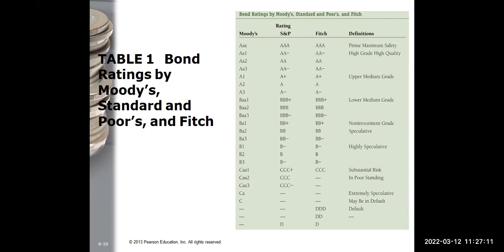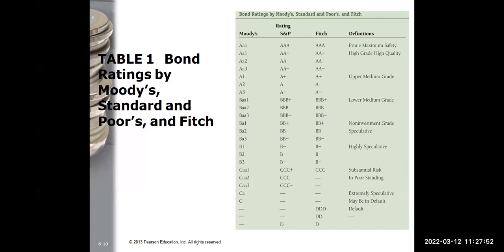For example, the investments that are taken as the most secure investments, the rating they give to them is generally AAA. If you are investing in a bond that has got AAA rating, you are investing in the safest bond. The safest bond means it has got prime maximum safety, a high grade, high quality bond. But different companies actually define these ratings in a different way.